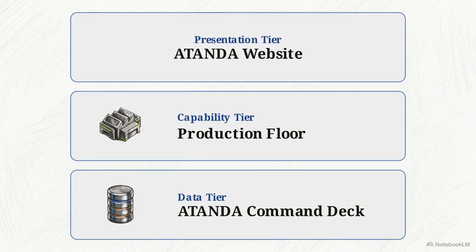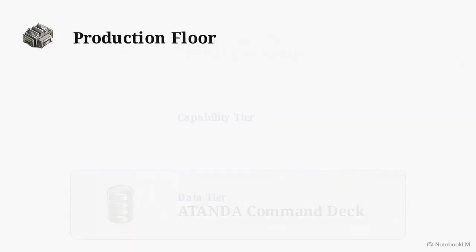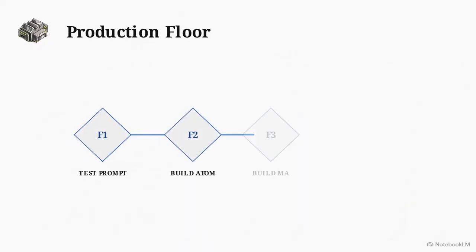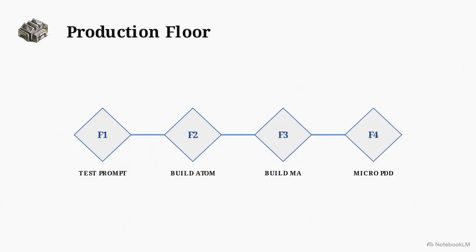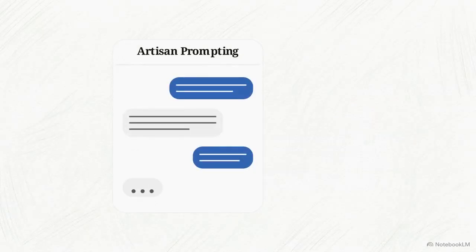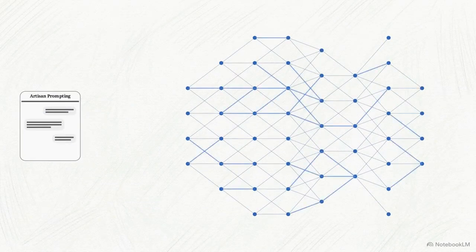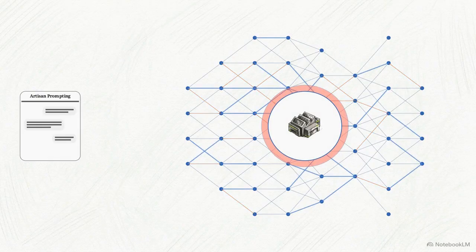It is a complete cognitive operating system consisting of 3 distinct layers: the presentation tier, the capability tier, and the base data tier. Logging in at the architect tier lands you directly here, on the production floor. You initiate a build pipeline, moving through a sequence from intake at F1 to taxonomy at F4. This architectural foundation turns the user's focus from chatting with a model to commanding a structured production floor.